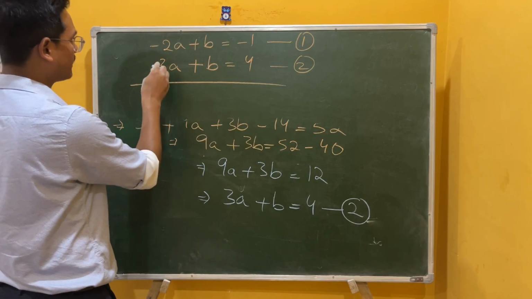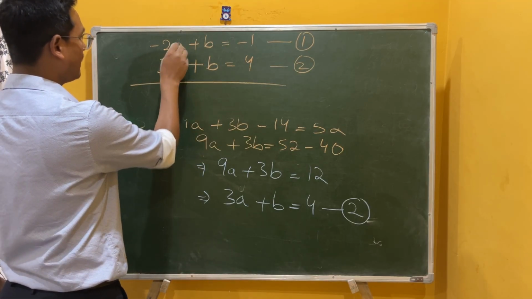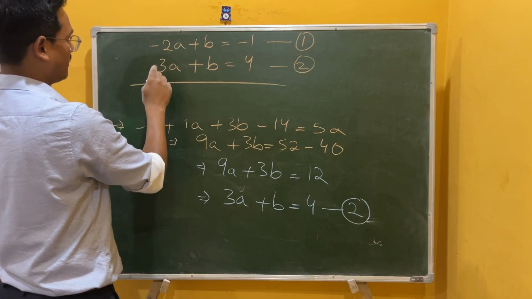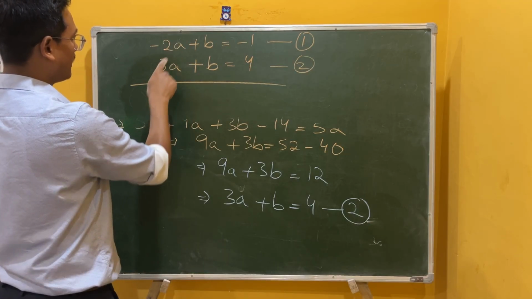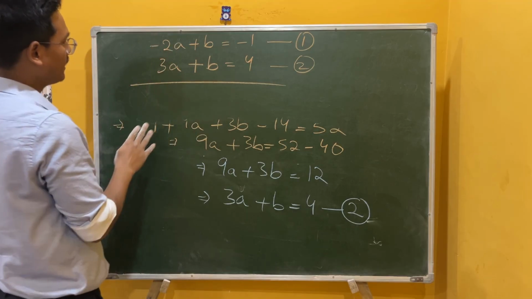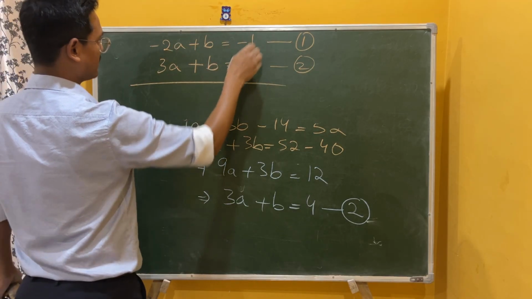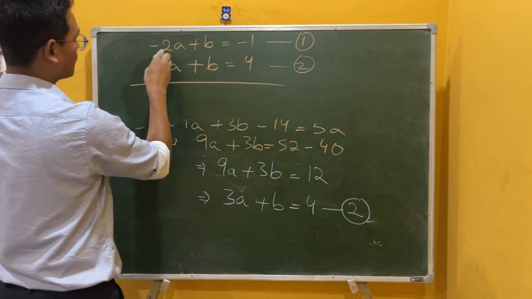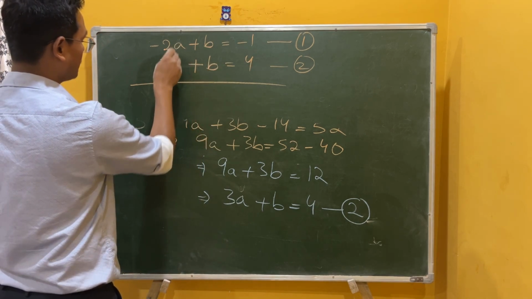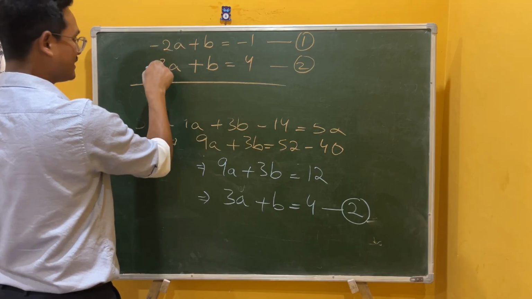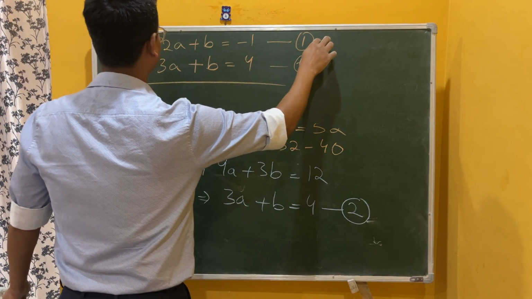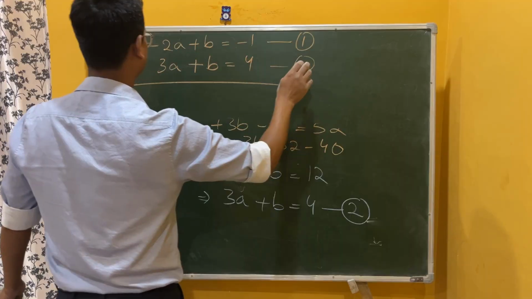For example, if you want to make a equal, here it is 2a and 3a, forget about the sign. If you want to make them equal, you'll have to multiply these two equations by the LCM of the coefficients of a, 2 and 3. So the LCM of 2 and 3 is 6.